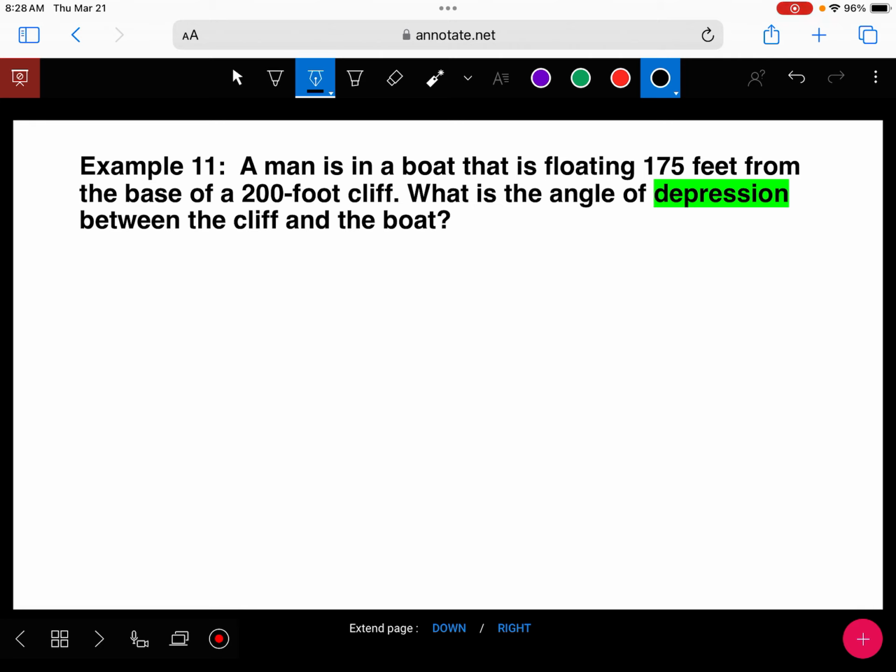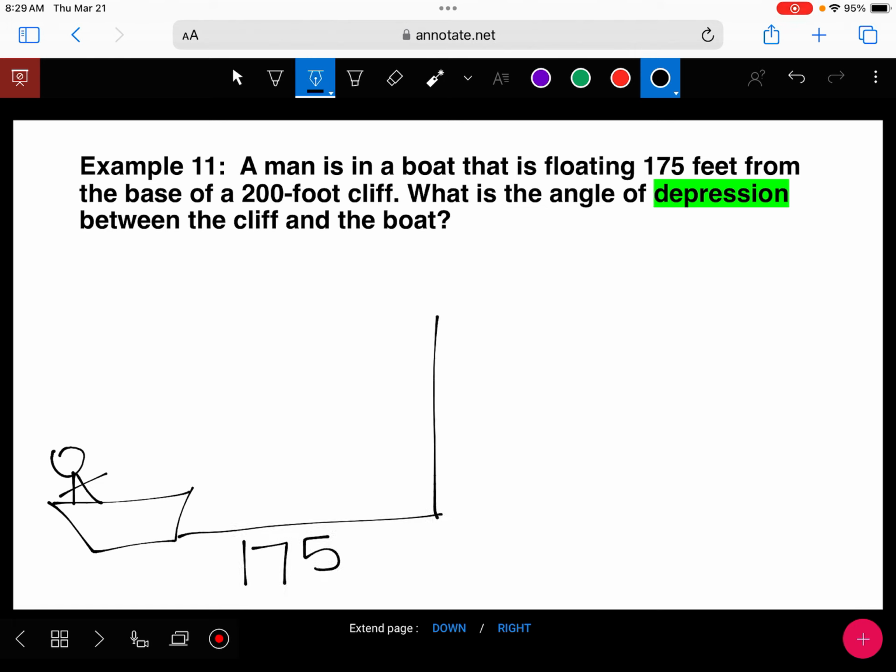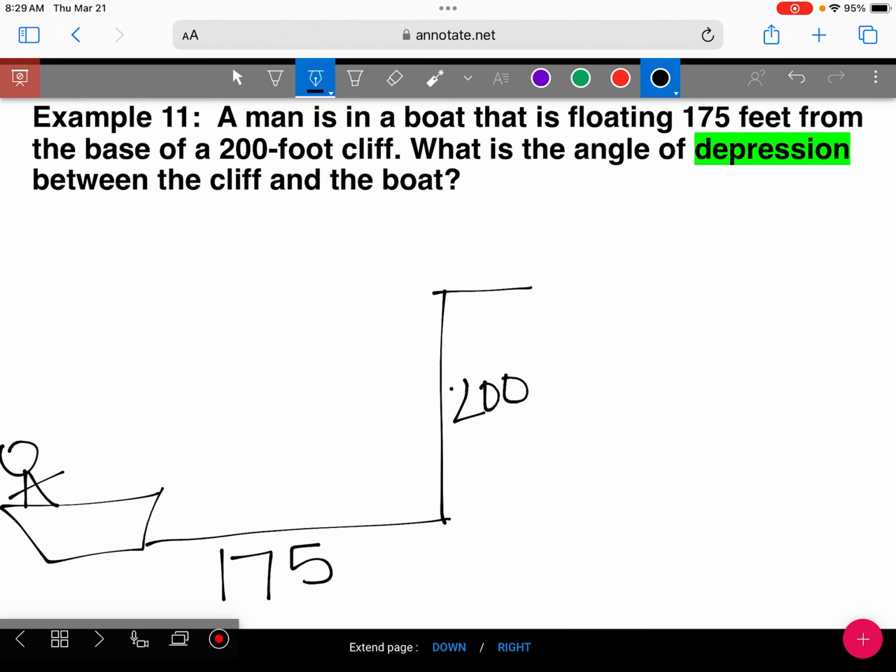So we got a man in the boat. So I'm going to draw my man in the boat. I literally have to draw the man in the boat. He's 175 feet away from something. So this is the little cliff, and the cliff is 200 feet. So this is the right triangle.